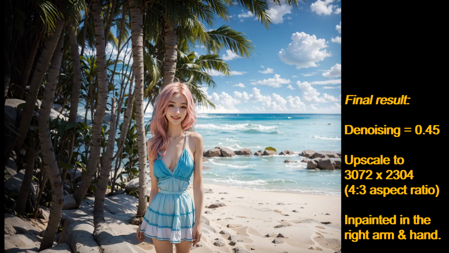Here's the final result after tweaking the denoising strength to 0.45 and completing the latent upscaling to 3072 by 2304. Oh, and I'm sure you have noticed that I have inpainted in the right arm and hand. I just thought it looked more natural with both arms showing. I had a lot of fun outpainting the image this way, and I hope you did as well by following along with the process. That's it for now.